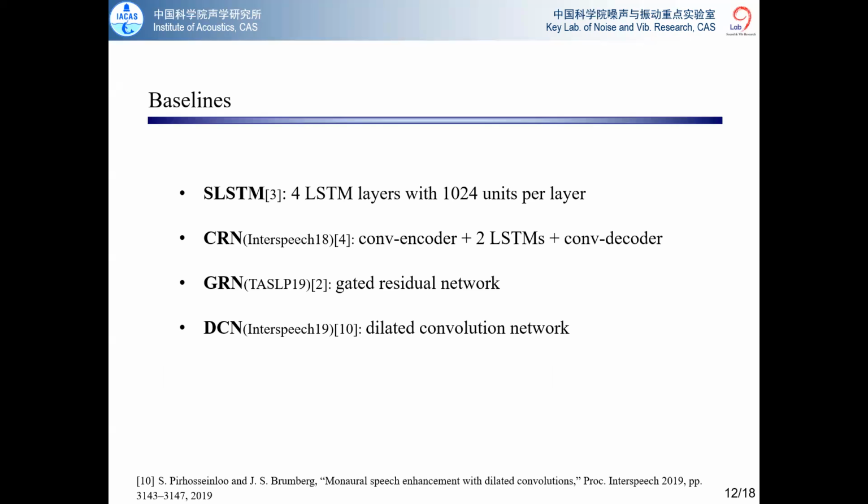In this paper, we select 4 baselines, namely SLSTM, CRN, GRN, and DCN. SLSTM is static LSTM. 4 layers are set, and each has 1,024 units. CRN is a convolutional encoder and decoder architecture with 2 LSTM layers as a bottleneck. GRN and DCN are 2 state-of-the-art models with dilated convolutions.